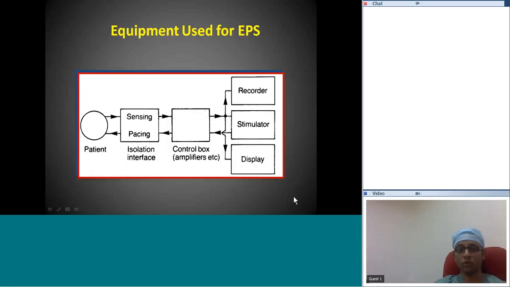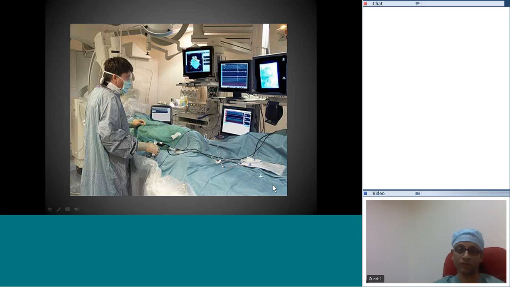Then we need some equipment for EP study. You need a patient, and then you need sensing and pacing, which is the catheters. You need the control box. You need a recorder, a stimulator, and you need a display. And this is what it looks like. That's the reason most people don't like to do EP. You're sitting there alone, mapping for hours.